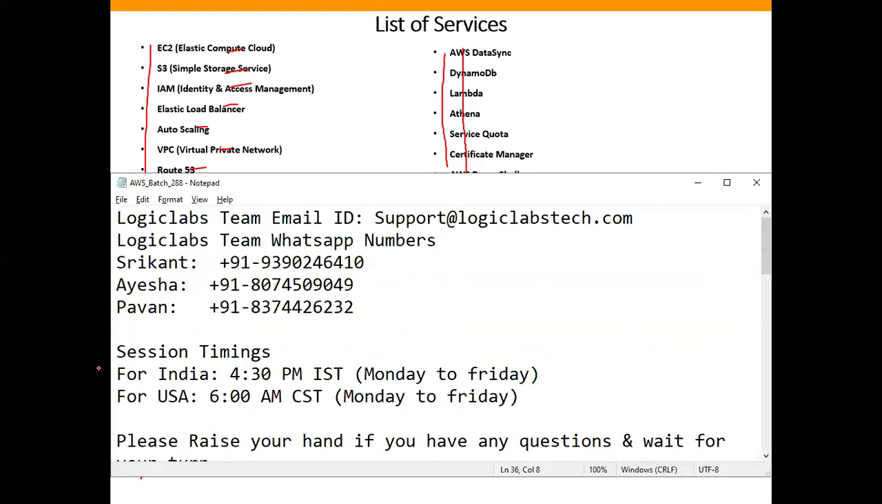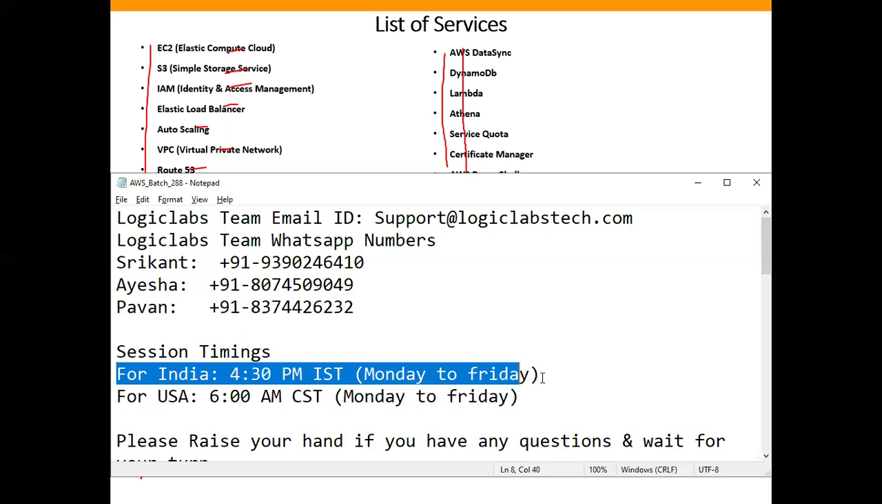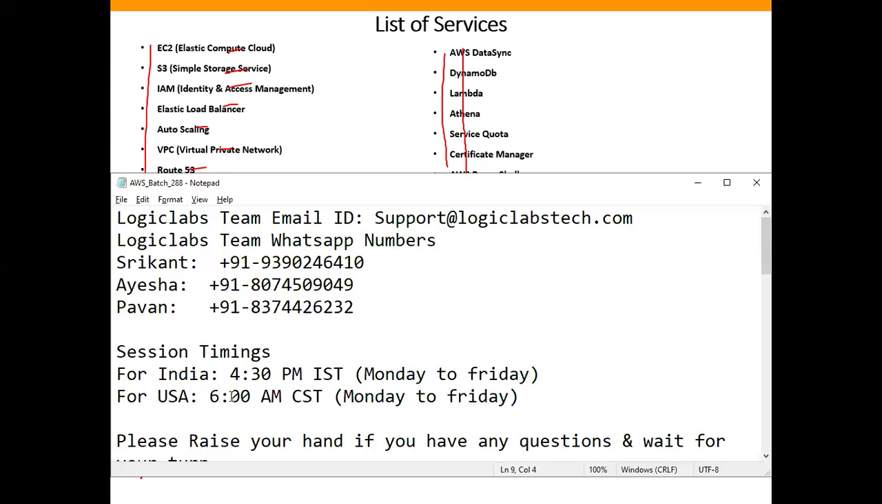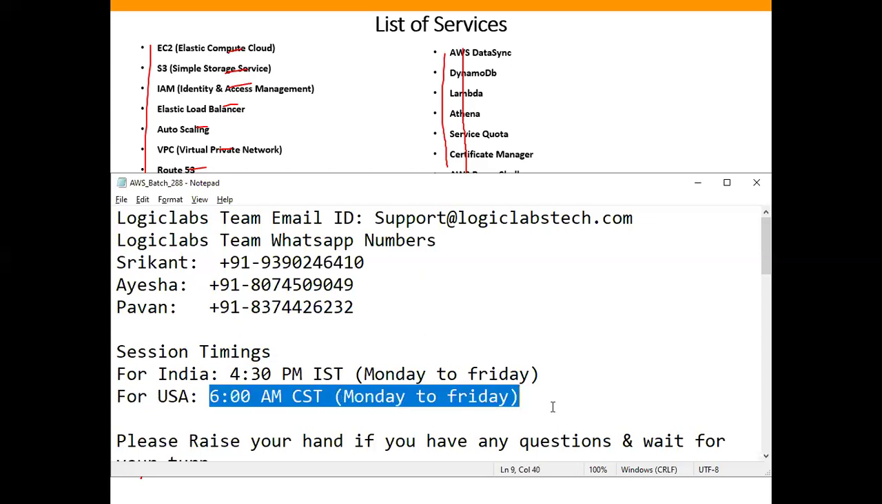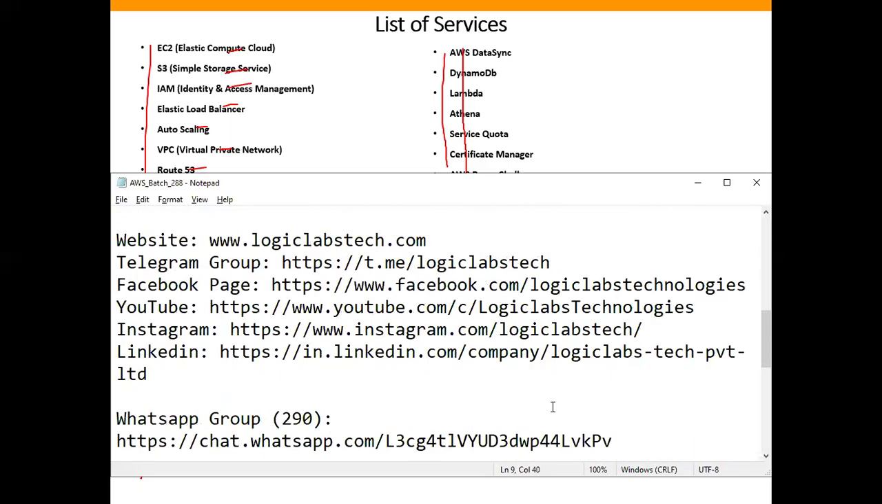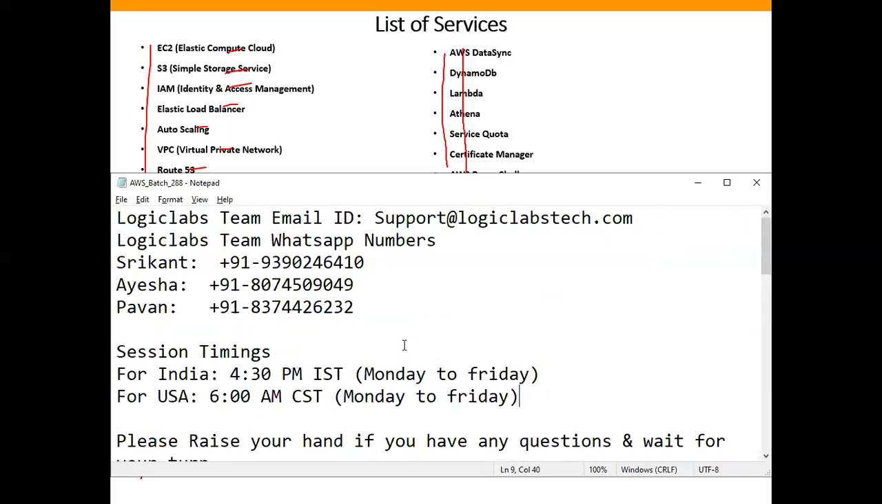And session timing is always 4:30 p.m. IST. Session timing is not going to be changed till the last date. As per USA, the session timing is 6 a.m. CST. This will always be the same. There is no change in the time.